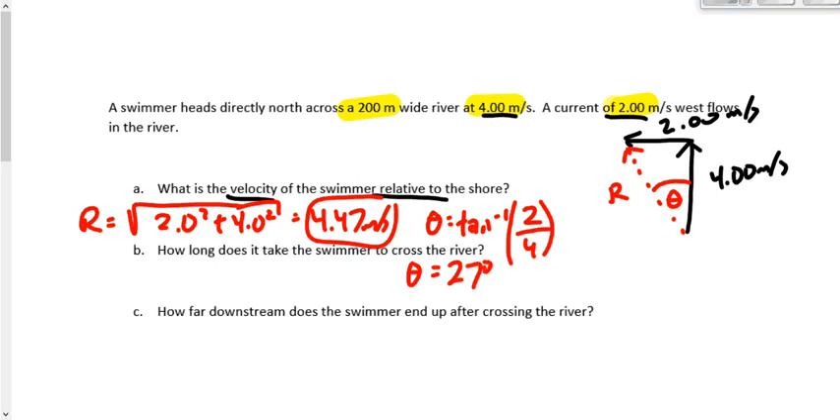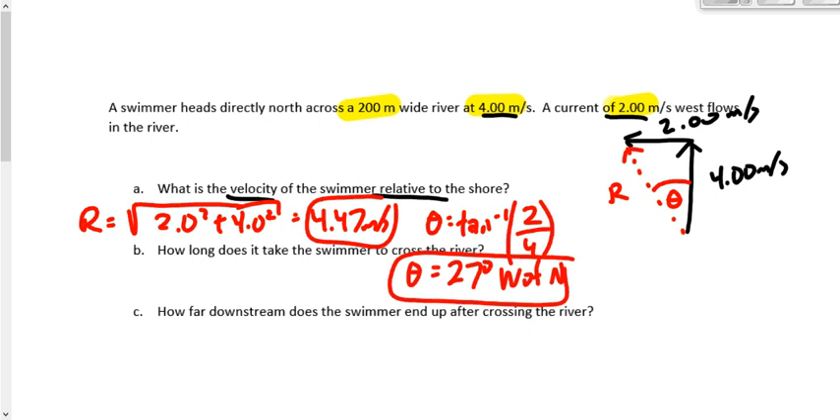So we got 27 degrees here. This would be west of north. And it's west of north because, let's look at this. In order to get to this spot, I have to go north, then west. Or, in other words, I have to go west after north, or west of north.